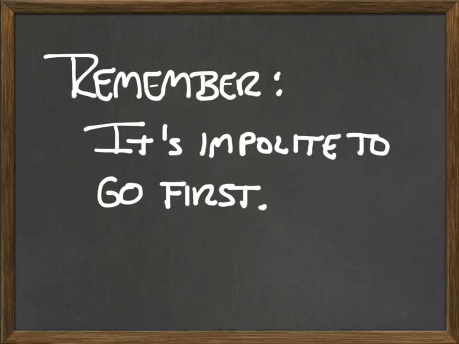And there's an easy way to remember this. Just remember it's impolite to go first. We're taught that, right? If you're with a group of people, the polite thing to do is open the door and let everybody go in ahead of you. So when you're writing a phrase, be polite. Put yourself at the end.